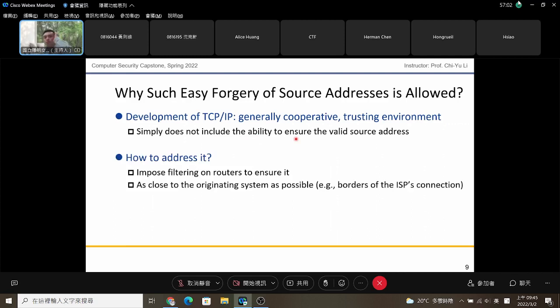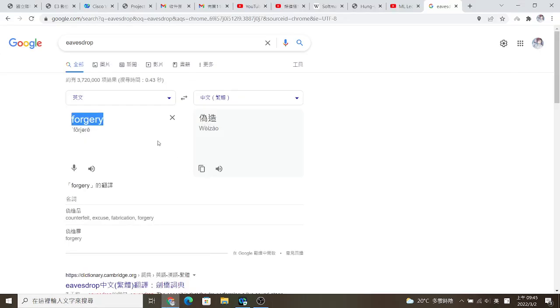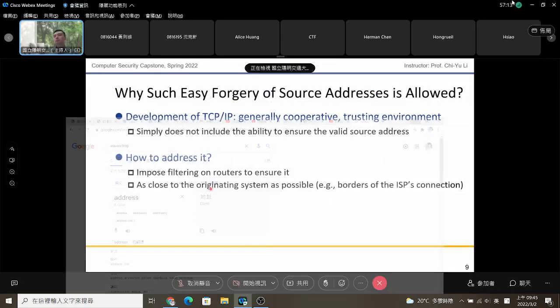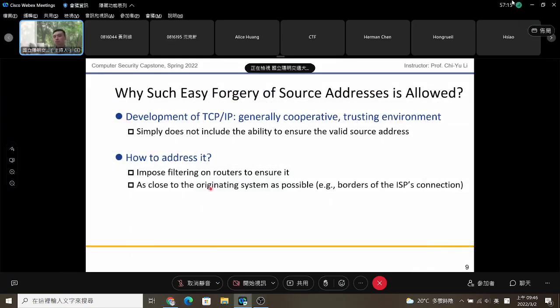Okay, so how to address it? If we want to address it, we need to impose filtering on routers to ensure it. It should be as close as possible to the originating system, for example, the borders of the ISP connections.